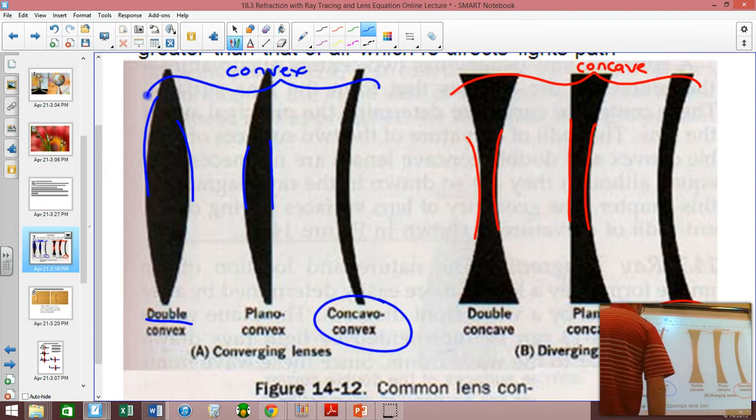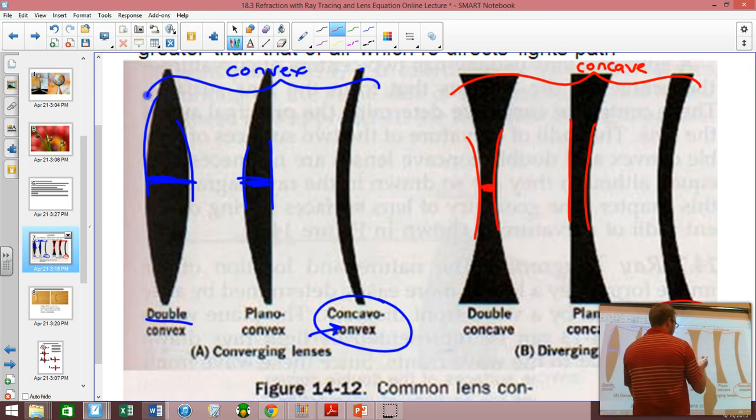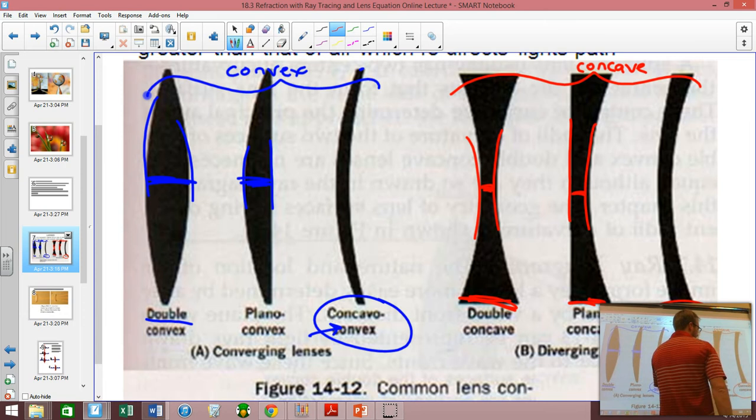A couple of clues you can use. Number one, look at all of these lenses. They're always fatter in the middle. So if a lens is fat in the middle and skinny on the edge, it's always convex. So this one's concavo-convex. If you get over here, if it's skinny in the middle and fat on the edges, this is concave. So this one's convexo-concave.